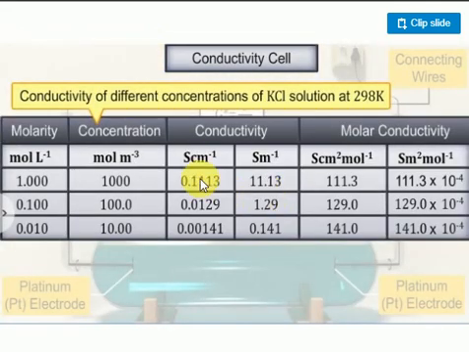Now, they mention how conductance varies as we change the concentration. For 1 molar concentration, this conductance; for 0.1 molar concentration, this conductance. Whenever concentration decreases, conductance will decrease. This depends upon specific conductance only, not general conductance. Molar concentration is already mentioned.